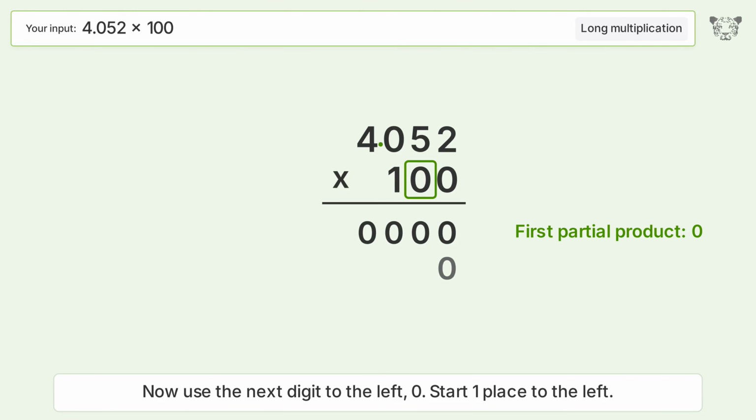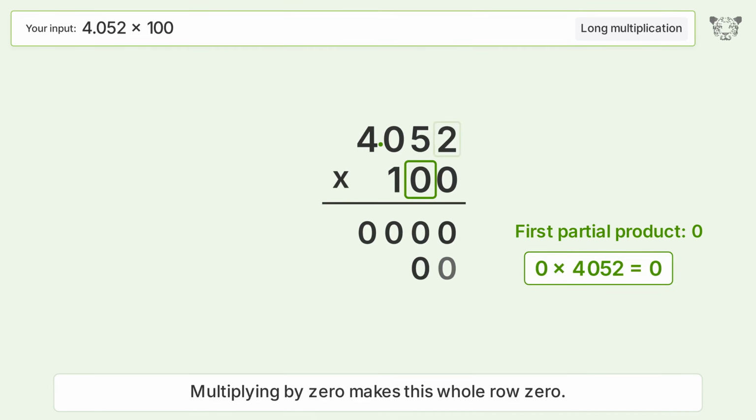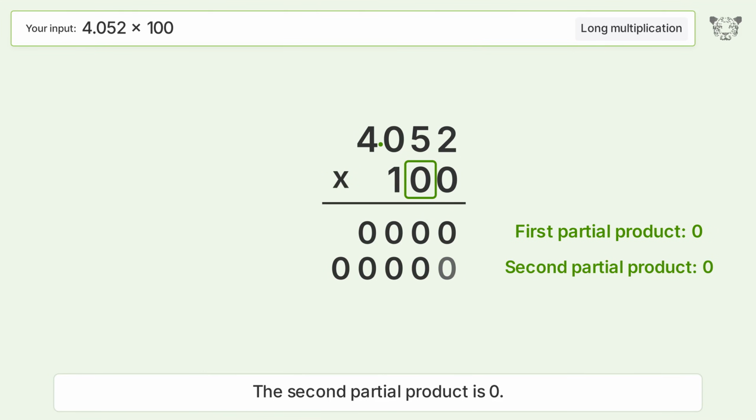Now use the next digit to the left, 0. Start one place to the left. Multiplying by 0 makes this whole row 0. The second partial product is 0.